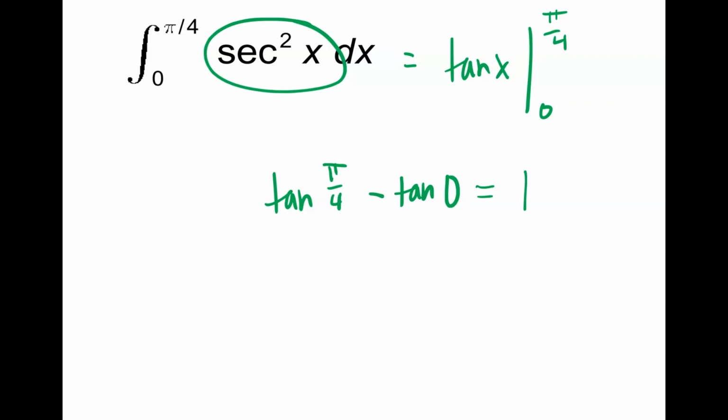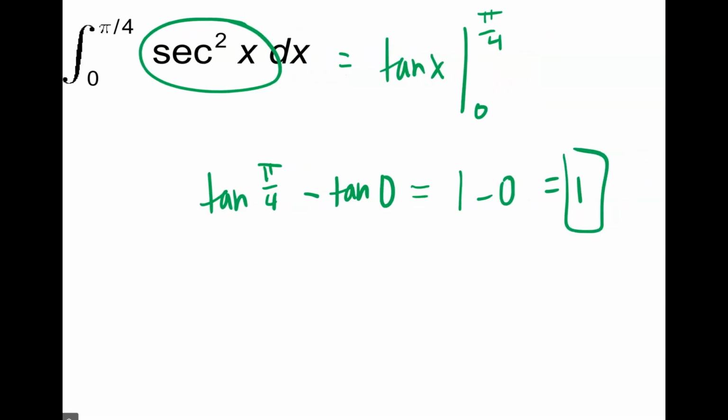Because it's sine over cosine, so tangent of pi over 4 is the square root of 2 over 2 divided by the square root of 2 over 2. So that's just 1. And then tangent of 0 is 0. So it's just going to be 1 minus 0, just 1.